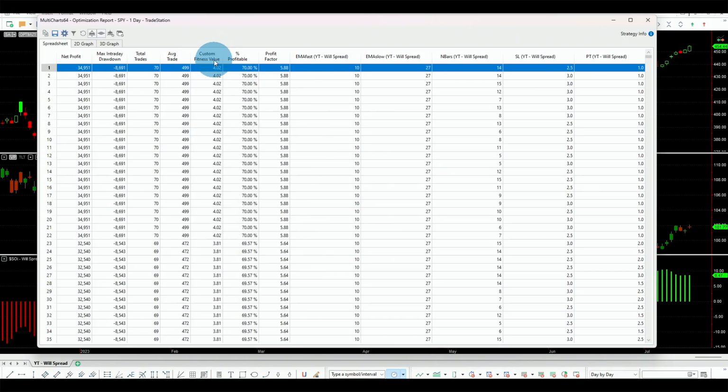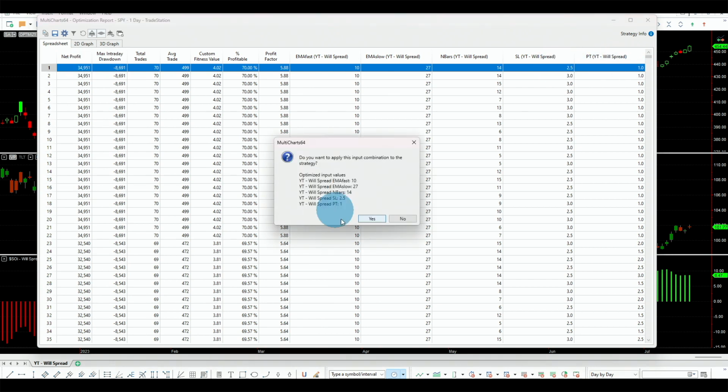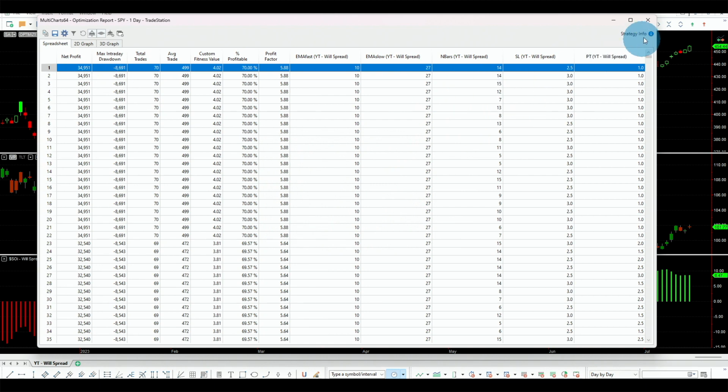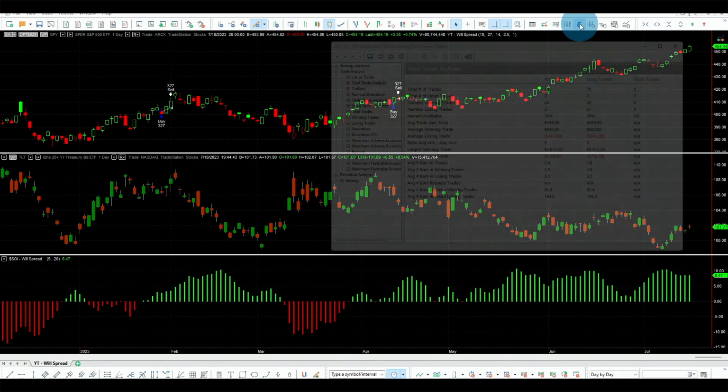Sorting by the return to drawdown ratio, this is the best result, which is 10 and 27. That's the fast exponential moving average and the slow exponential moving average. The profit target is 1 ATR and the stop loss is 2.5 ATR. So that means we are hitting the profit target a lot more than we're hitting the stop loss. Let me double click on this to get these values, and let's see the equity curve.